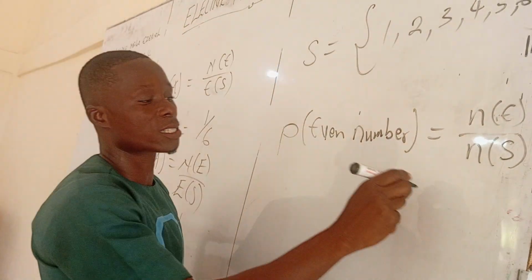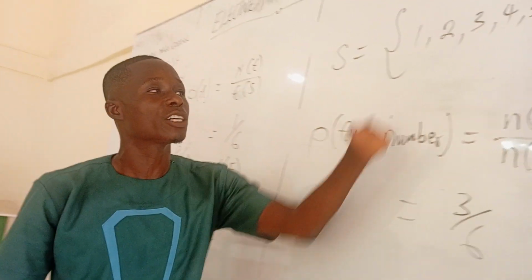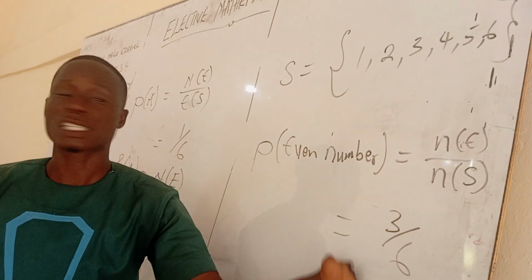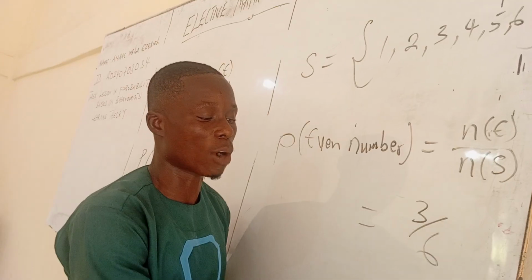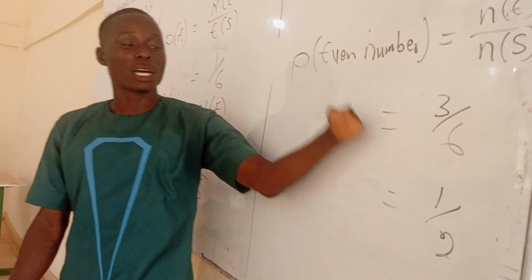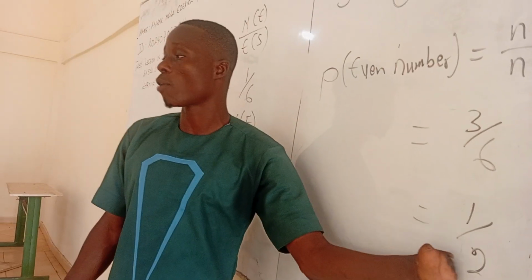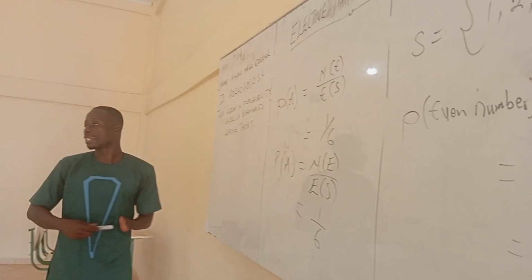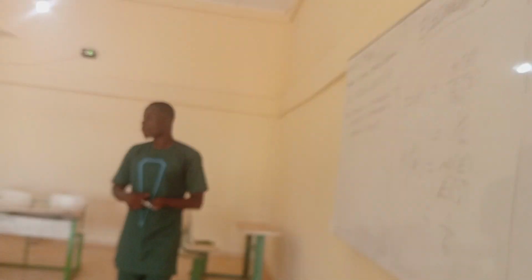This gives us 3 over what? 6. Because the even numbers here, we have 2, we have 4, we have 6. So we have 3 over 6, which can be reduced to 1 over 2. So our probability of even numbers is 1 over 2. What of when I ask you to find the probability of prime numbers?